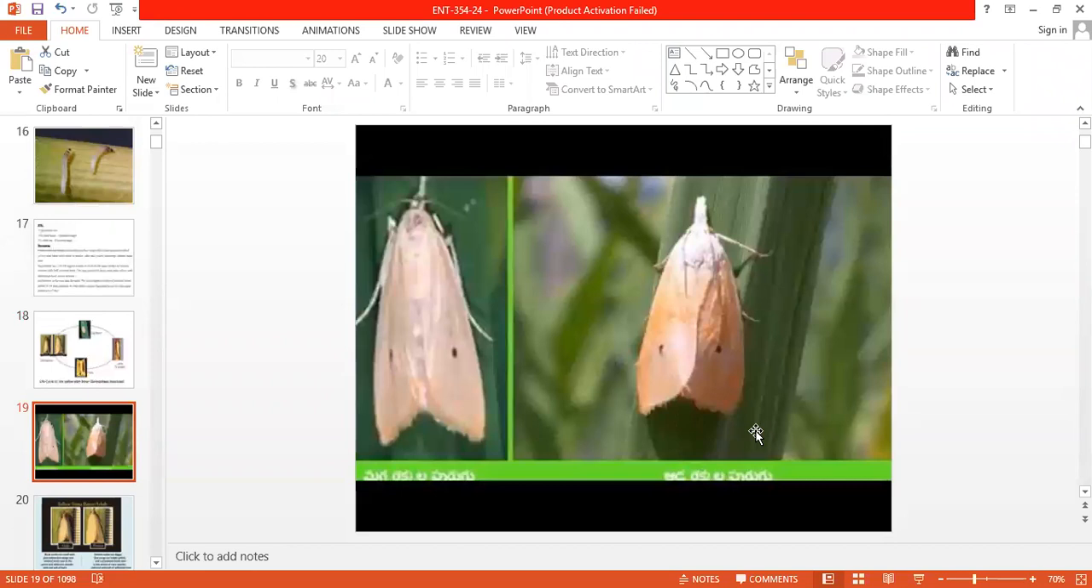So this one is the female adult moth of yellow stem borer having 2 black spots on its forewings, and the forewings are bright yellowish brown in color.